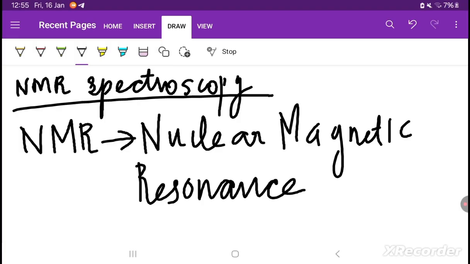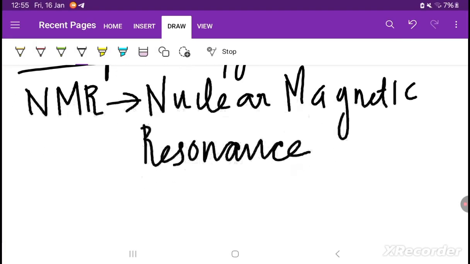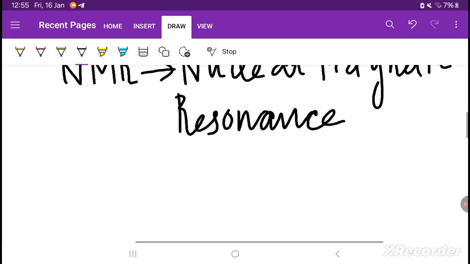See, from the name itself we can understand that it is something which is used as a technique by exploiting the nuclear magnetic effects and resonance. So what actually is it? It is used to study atoms inside the molecule by observing how their nuclei behave in a magnetic field.